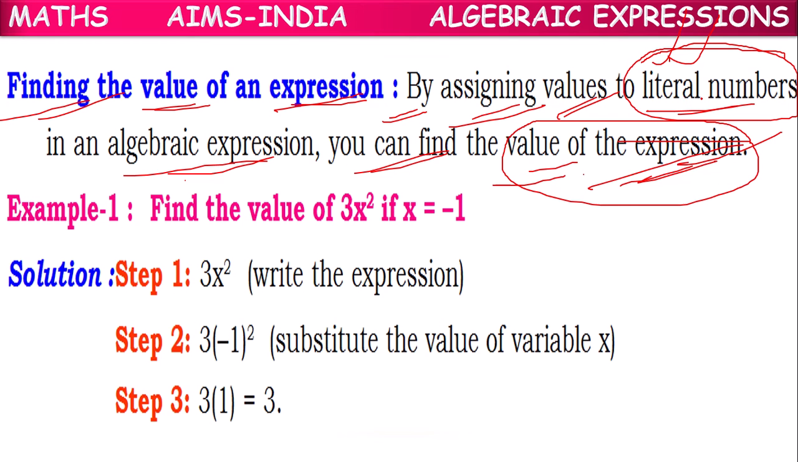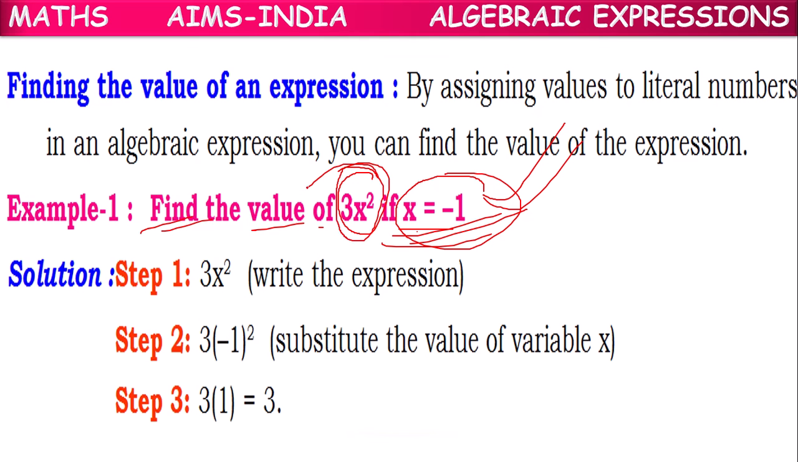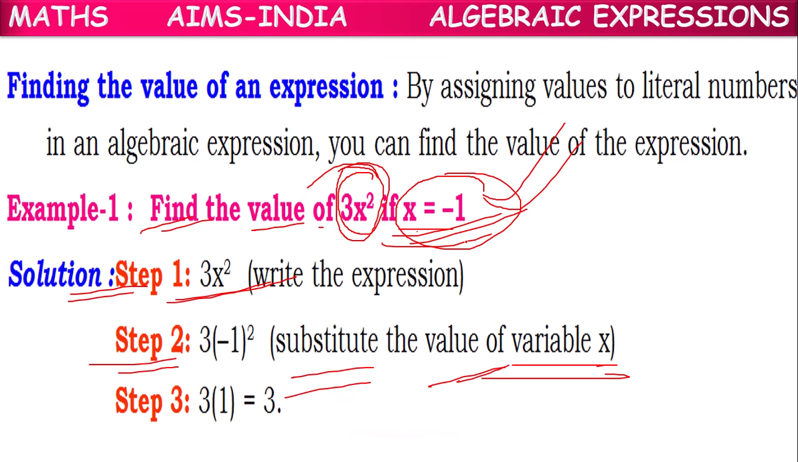Suppose, find the value of 3x square if x equal to minus 1. They have given x equal to minus 1. They have given the value of the literal and we have to find the value of the expression. So in step 1, we have to write the expression. In step 2, in the place of variable, we have to substitute its value, which is -1. 3 into -1 whole square. -1 whole square means -1 into -1, to be multiplied 2 times.